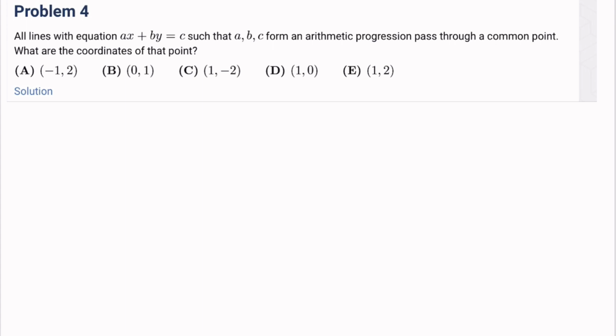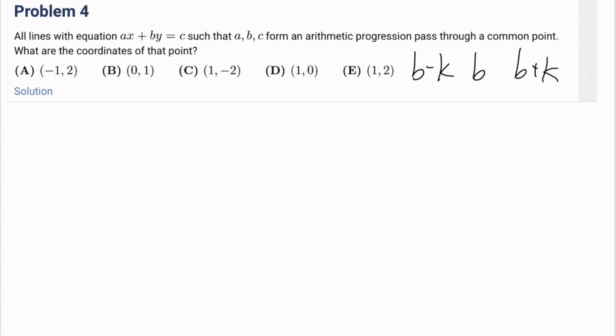Number 4: all lines with this kind of equation, such that A, B, C form an arithmetic progression, pass through a common point. What are the coordinates of that point? Okay, so since A, B, C form an arithmetic progression, then A, B, and C would be B minus... no, X and Y are taken. B minus K, B, and B plus K, right?